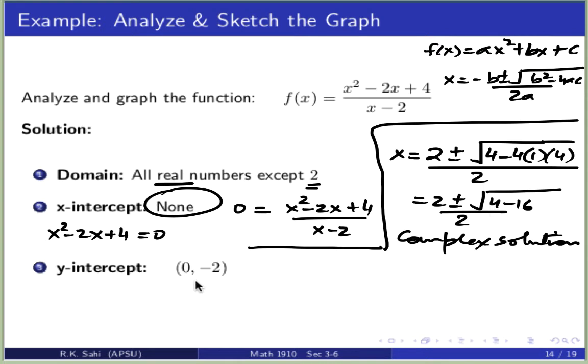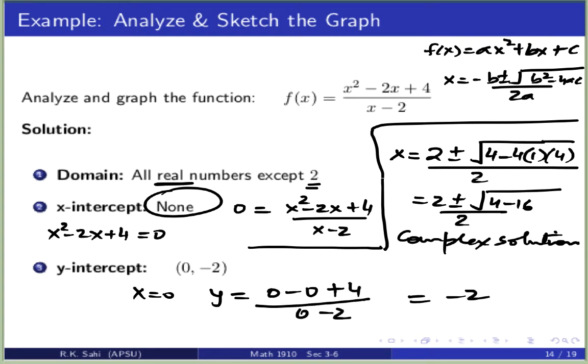Now, that's why there is no x-intercept. For the y-intercept, put x to be 0. What do we get? y equals 0 minus 0 plus 4 over 0 minus 2, which is minus 2. So the y-intercept is at 0 and minus 2.